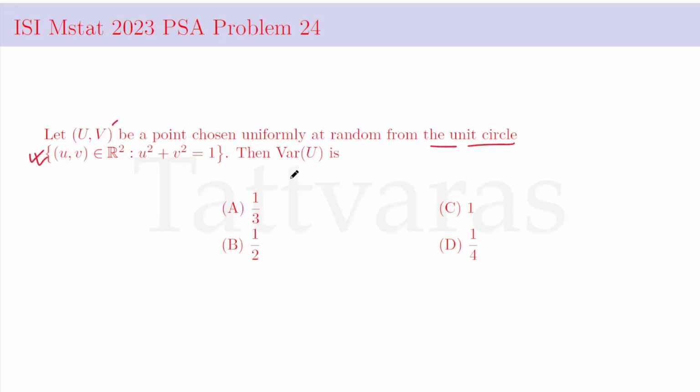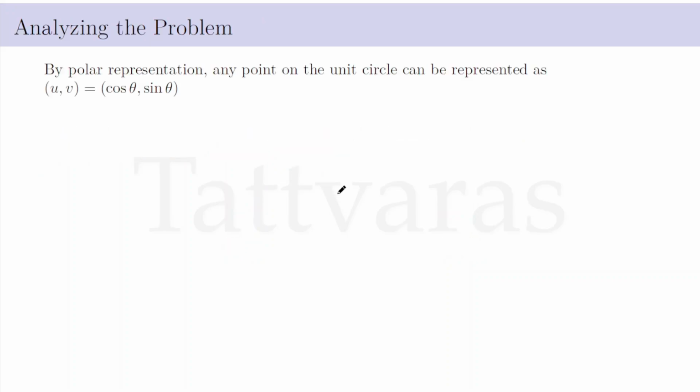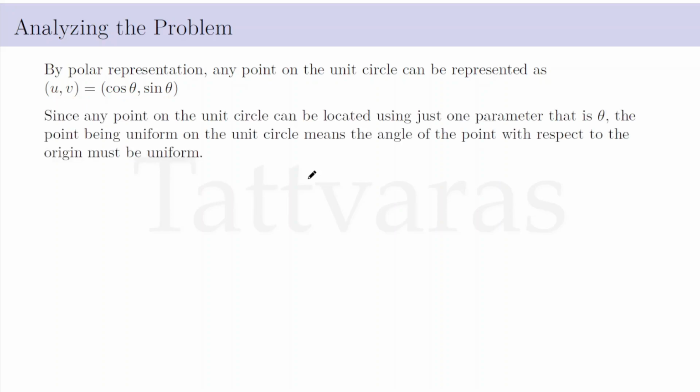So this is a circle having the origin as the center. Now what is the goal? In this problem, we have to find the variance of the x coordinate of that point. Now we will make a very important observation here, that any point on our unit circle can be represented using polar representation. So suppose (u, v) is a point, then it is of the form u equals cos theta and v equals sin theta.